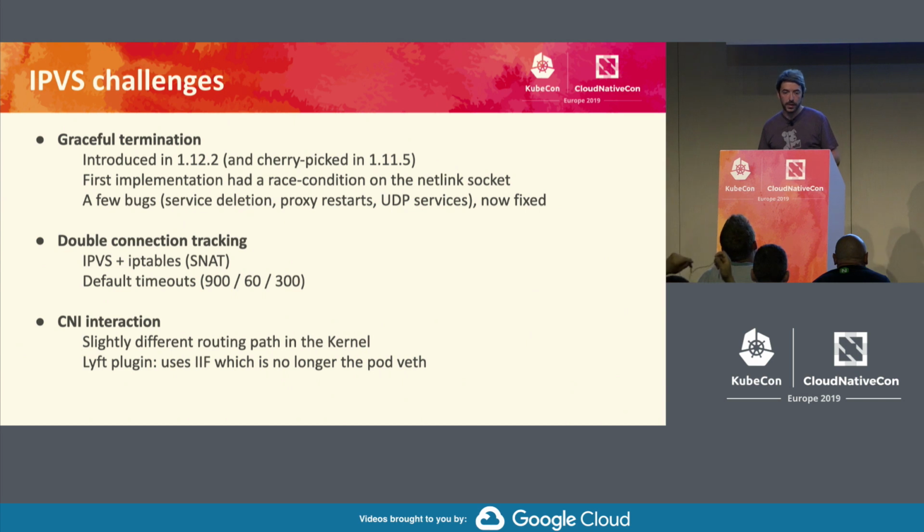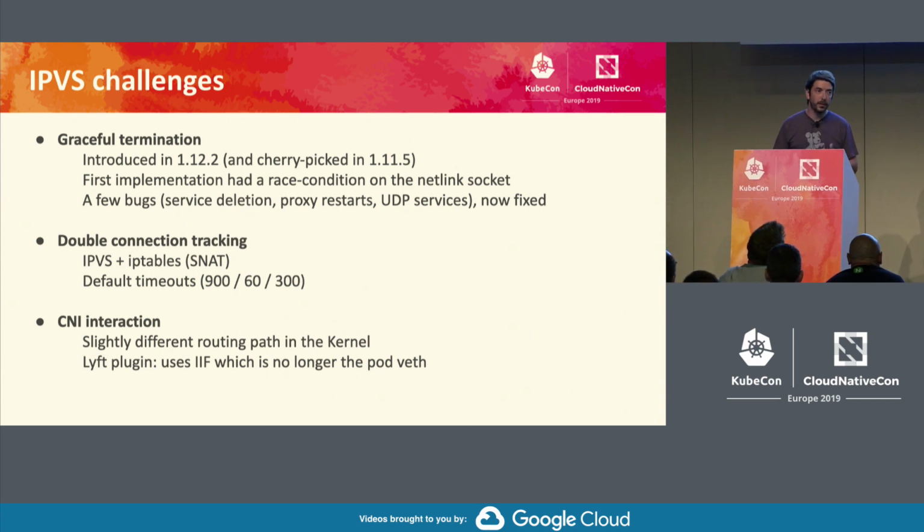So graceful termination was introduced in 1.12 and backported to 1.11. The first version of it had a few bugs, but we're getting there and it's a lot better now. So if you have any issues with IPVS, please let us know, open issues on kube-proxy. We'll fix it. We're really committed to fixing it.